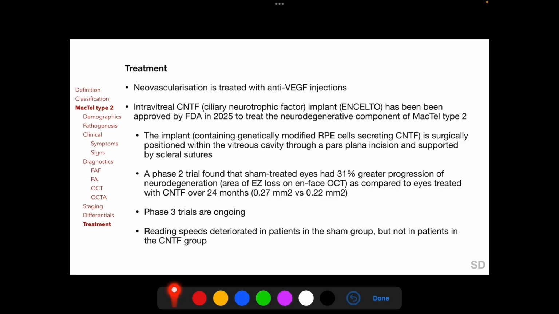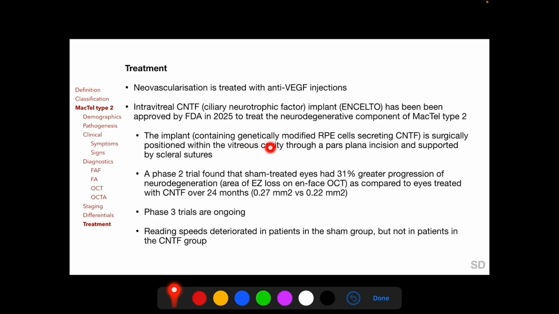Neovascularization from macular telangiectasia is treated with anti-VEGF injections, and an intravitreal ciliary neurotrophic factor implant has been approved by the FDA in 2025 to treat the neurodegenerative component of MacTel type 2. This implant contains genetically modified RPE cells which are able to secrete CNTF, and this implant is surgically positioned within the vitreous cavity.